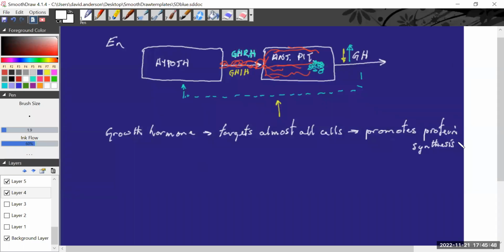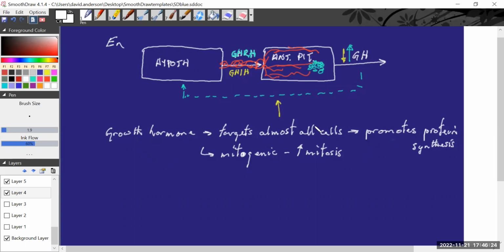So these cells not only will increase in size, but they'll also divide. So it's also sometimes described as being mitogenic, which means it increases mitosis. So if it's in growing skeletal tissue or growing muscular tissue, it's going to make more cells representing more growth. So not just increase in size, which you get with protein synthesis, but also increase in numbers.